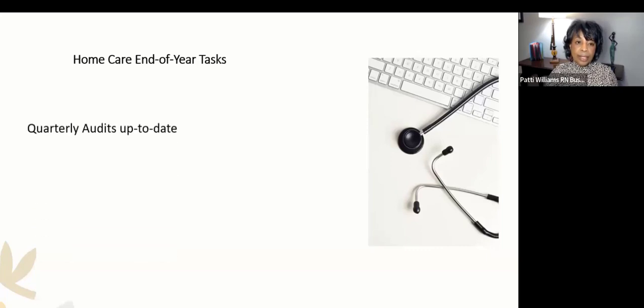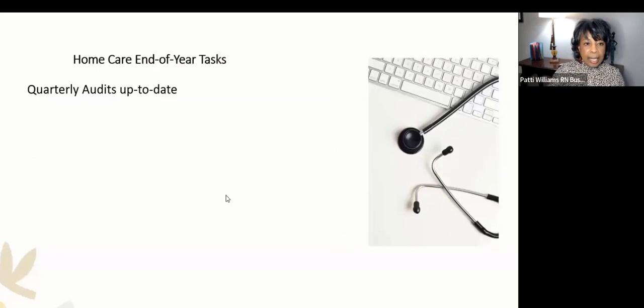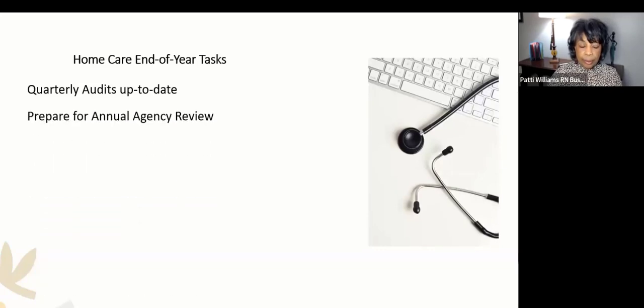So as far as other end of the year tasks, we know that you should be doing a quarterly records review in your agency. You need to be sure that they're up to date. By now, you should have done 3 of them. And those will feed right into your annual review. When you do those quarterly ones, they'll be there for you to do your annual review. So you would just kind of clump those together.